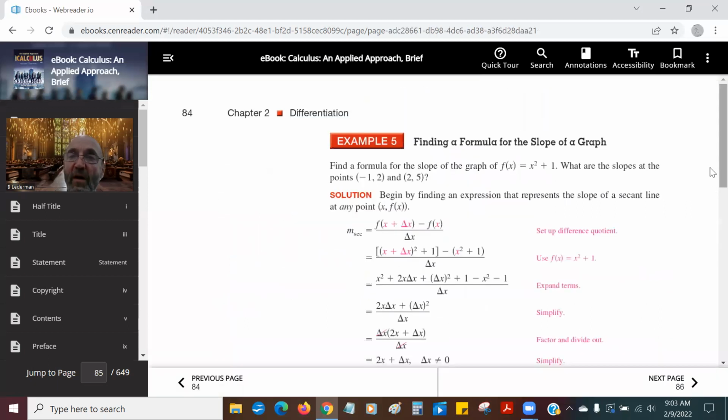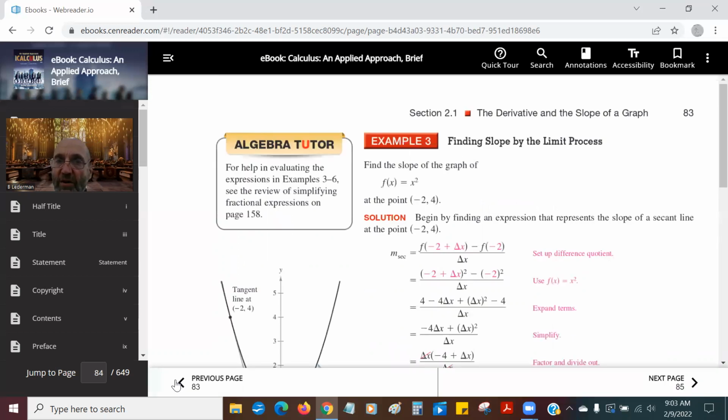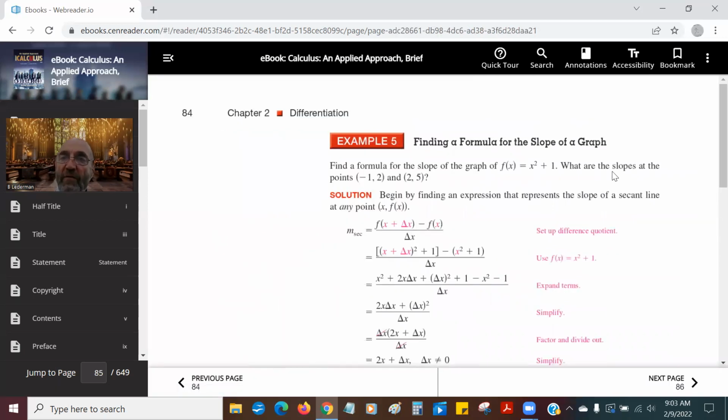Consistency. Okay, finding a formula for the slope of a graph. If we want to find the formula for the slope of the graph f of x equals x squared plus 1, we want to find a general formula. In the problem a couple of problems ago, example 3, we looked at the graph x squared and wanted to find the slope specifically at one point. But in example 5, we want to broaden this a little bit and find a general formula for the slope at any point. Then if we have a specific point, we just plug that point in.